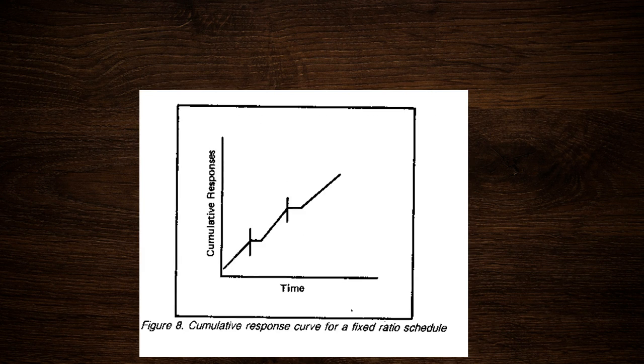Here is an example of a fixed ratio schedule of reinforcement. Reinforcement is depicted by the vertical lines. Along the x-axis is time, and along the y-axis is cumulative responses. Responding is steady until reinforcement. Then you will see that post-reinforcement pause and responding occurs again. This is called a stop-and-go pattern. Go, stop, go, stop, go.